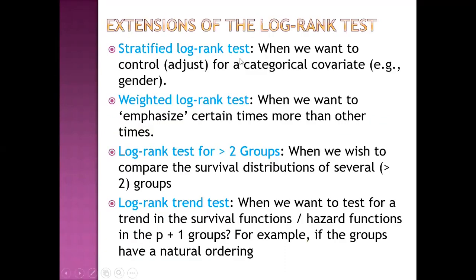Extensions of the log rank test. The stratified log rank test is used when we want to control or adjust for a categorical covariate, for example gender. The weighted log rank test is used when we want to emphasize certain times more than other times. The log rank test for more than two groups is used when we wish to compare the survival distributions of several groups. The log rank trend test is used when we want to test for a trend in the survival function or hazard function in the p plus 1 groups, for example if the groups have a natural ordering.